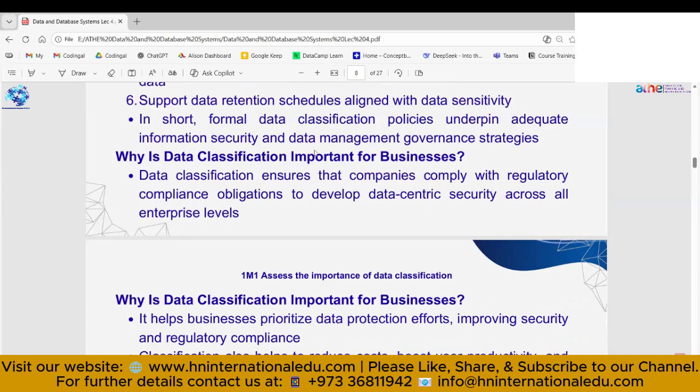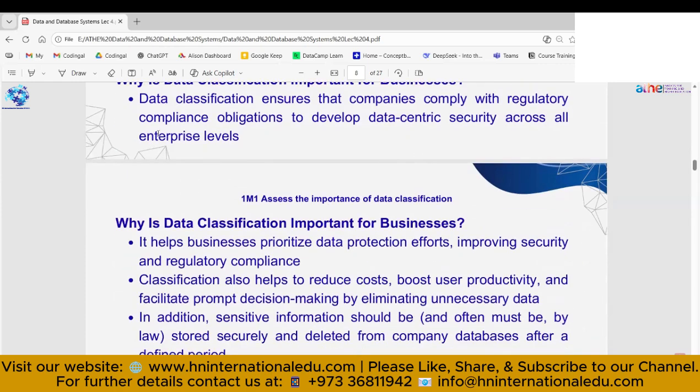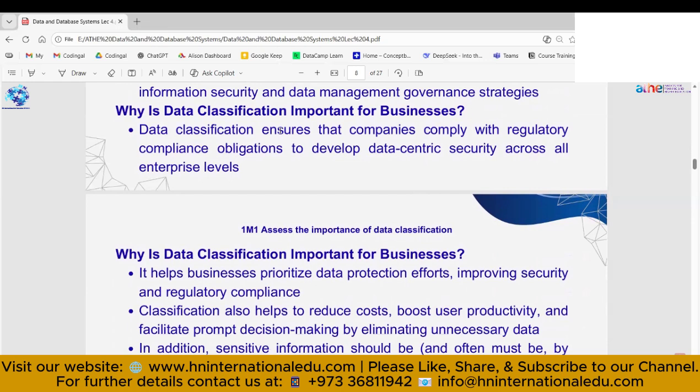And why is data classification important for businesses? The same reasons, but data classification ensures that companies comply with regulatory compliance obligations. Take any company we give our data to, like Netflix, or let's take the example of your mobile number. Your mobile number is given to you by a company, you did not acquire it on your own. Let's say you have this number from Jazz or Ufone or other companies. These companies are responsible for giving you the numbers, and they are responsible for keeping your data.